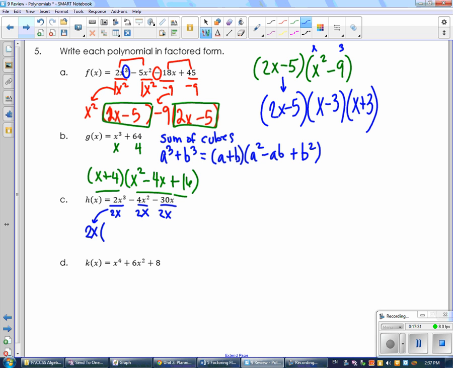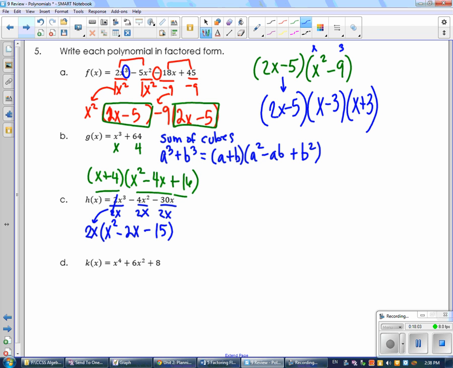So 2x to the third divided by 2x, my 2's cancel. If I have 3 factors of x and I'm taking one away, that means I've got 2 factors of x left. In the second expression, negative 4 divided by 2 is going to leave me with negative 2. And x squared divided by x, again, if I have 2 factors of x and I pull one out, that means I've got one left, 1x. And negative 30x divided by 2x, negative 30 divided by 2 is going to give me negative 15, and my x's cancel.